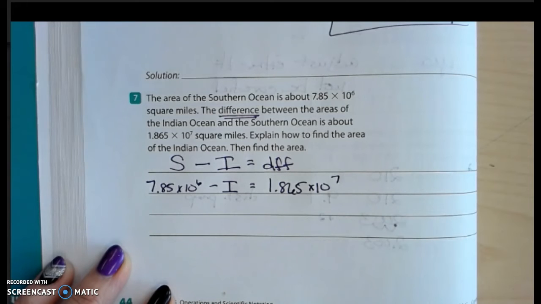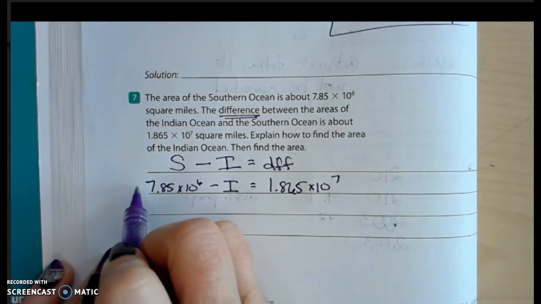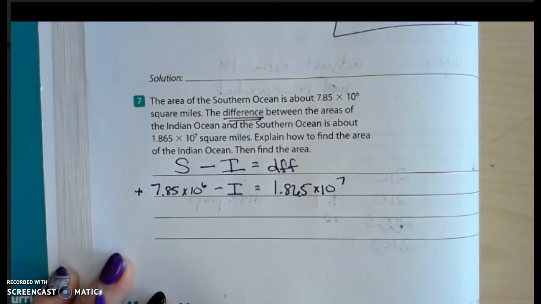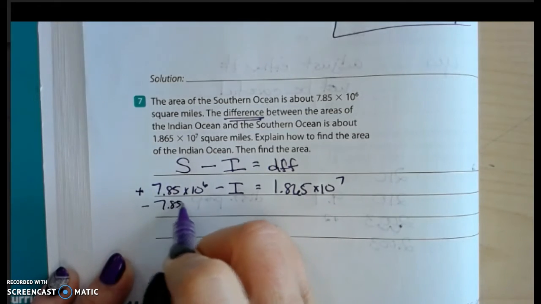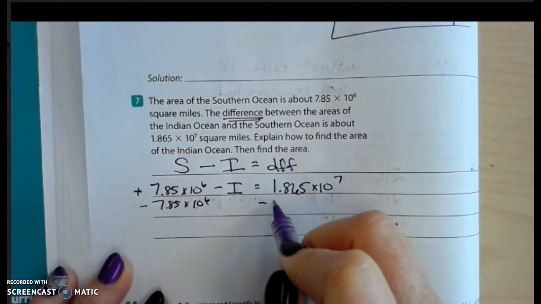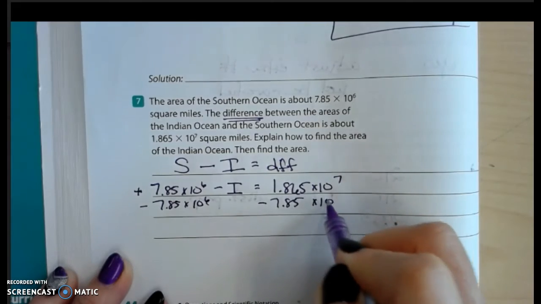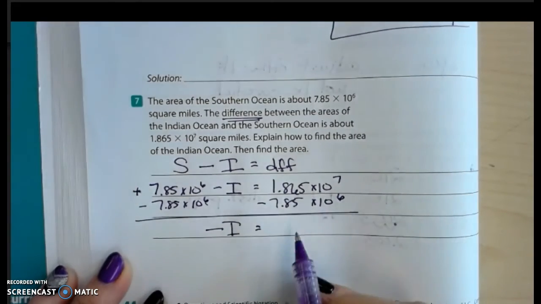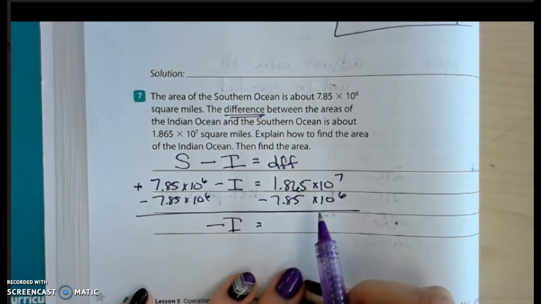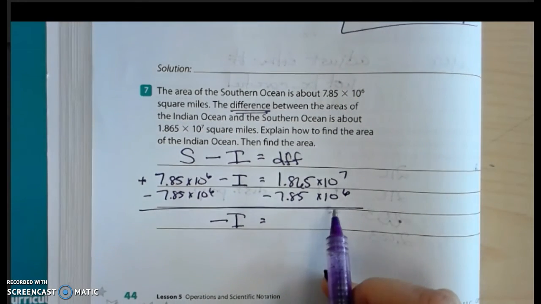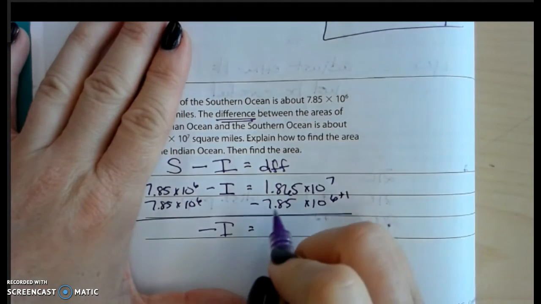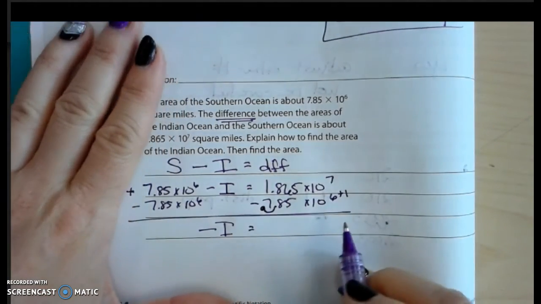Now, I am solving for the Indian Ocean. I am going to subtract the 7.85 from both sides, which would leave me with a negative Indian Ocean and whatever the difference is. Now, I do have to adjust before I can subtract. So if I make the 6 become a 7, I add one exponent and I decrease one place value.